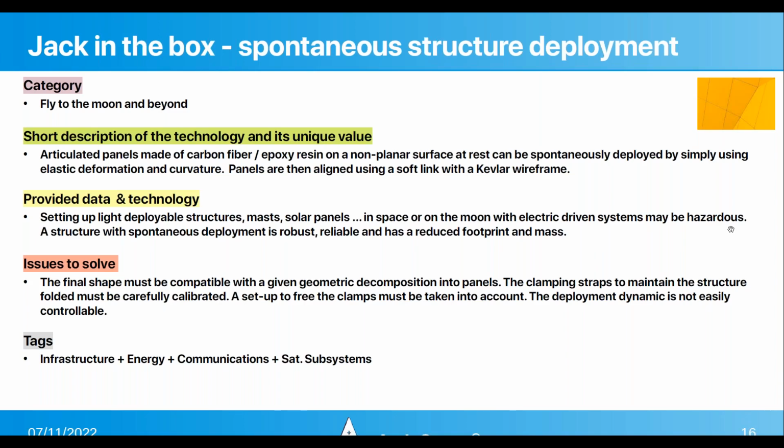This can be really useful for space exploration, because you can have infrastructure in space. For a satellite, for example, you could deploy a mast or solar panels. For a moon base, you could deploy a structure, a shelter, for example, but you could also deploy shelters back on Earth if you have some crisis.